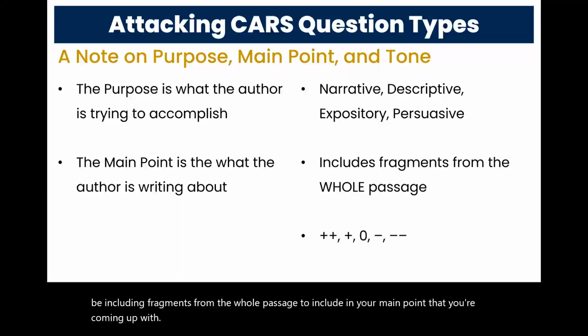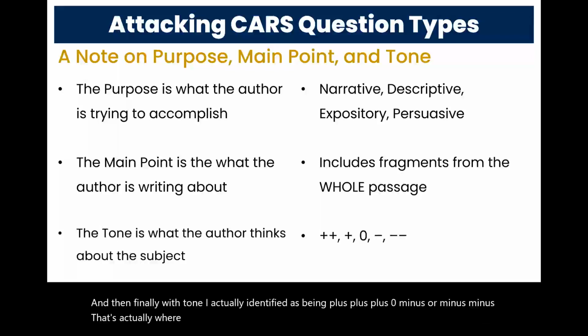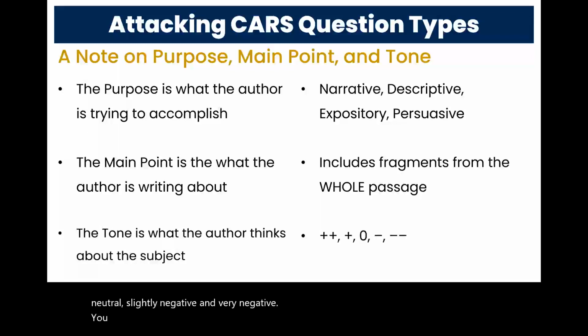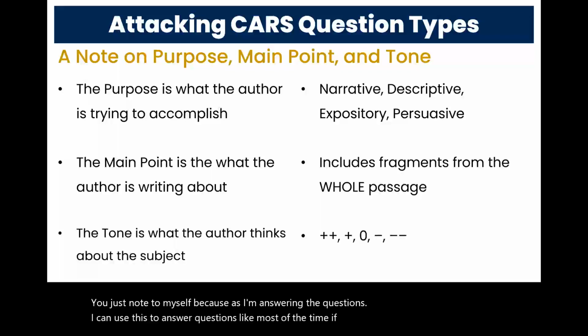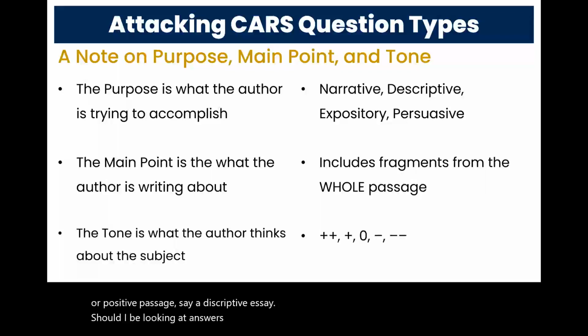And then finally, with tone, I identify it as plus plus, plus, 0, minus, or minus minus. That's what I write on my scratch board. Very positive, slightly positive, neutral, slightly negative, and very negative. These are just notes to myself, because as I'm answering the questions, I can use them. Like, if I'm in a neutral or slightly negative or positive passage, say a descriptive essay, should I be looking at answers like always, never, and cannot? Are those good answer choices for that passage?